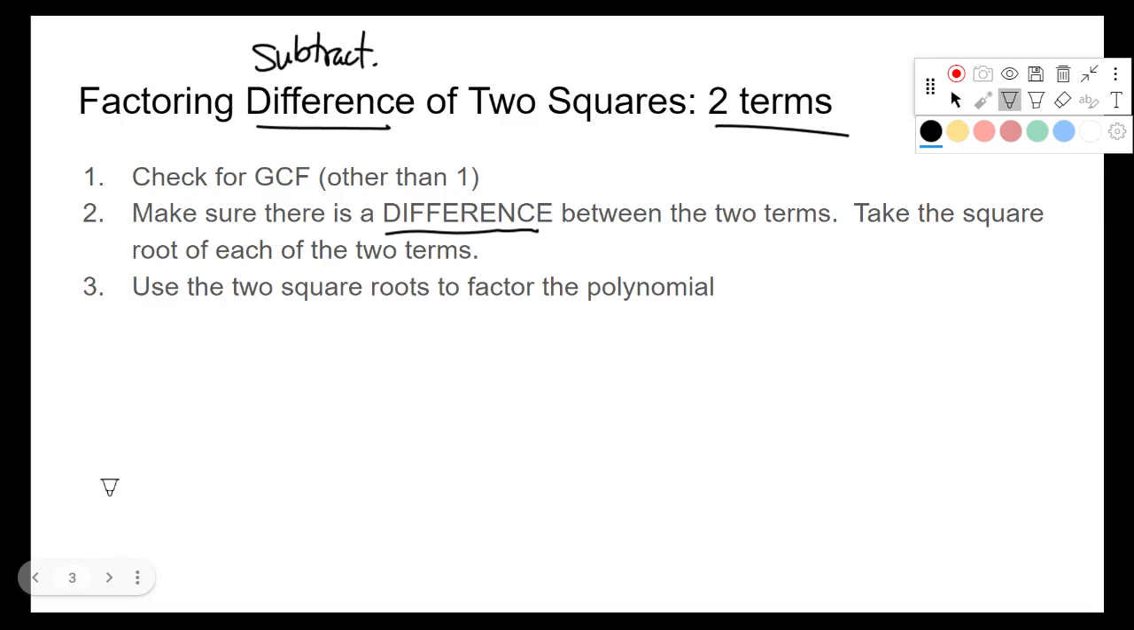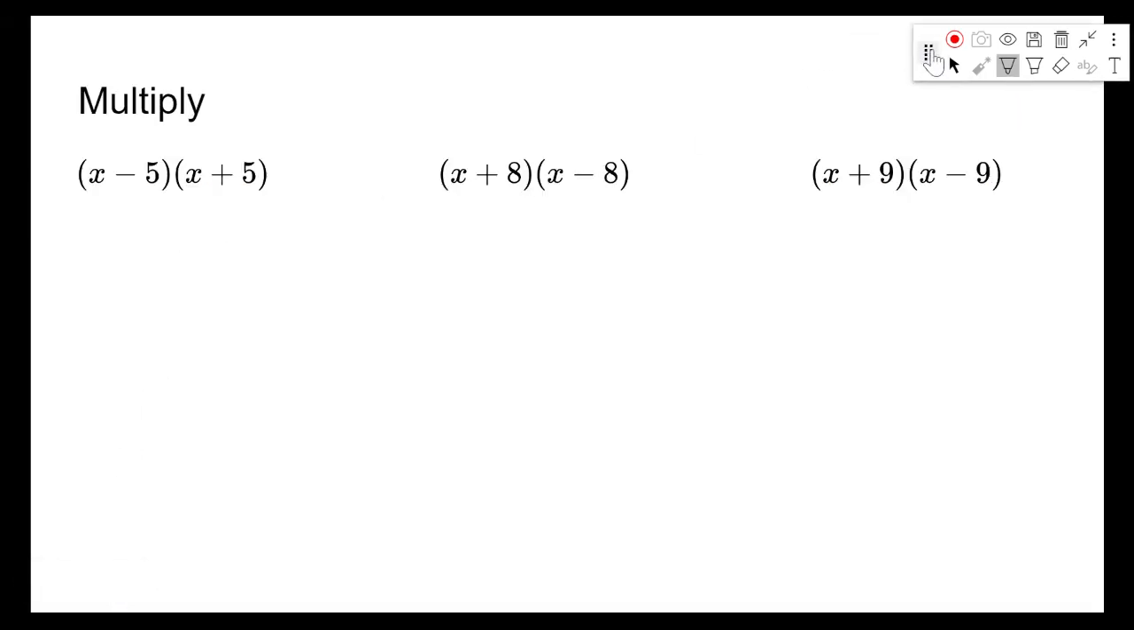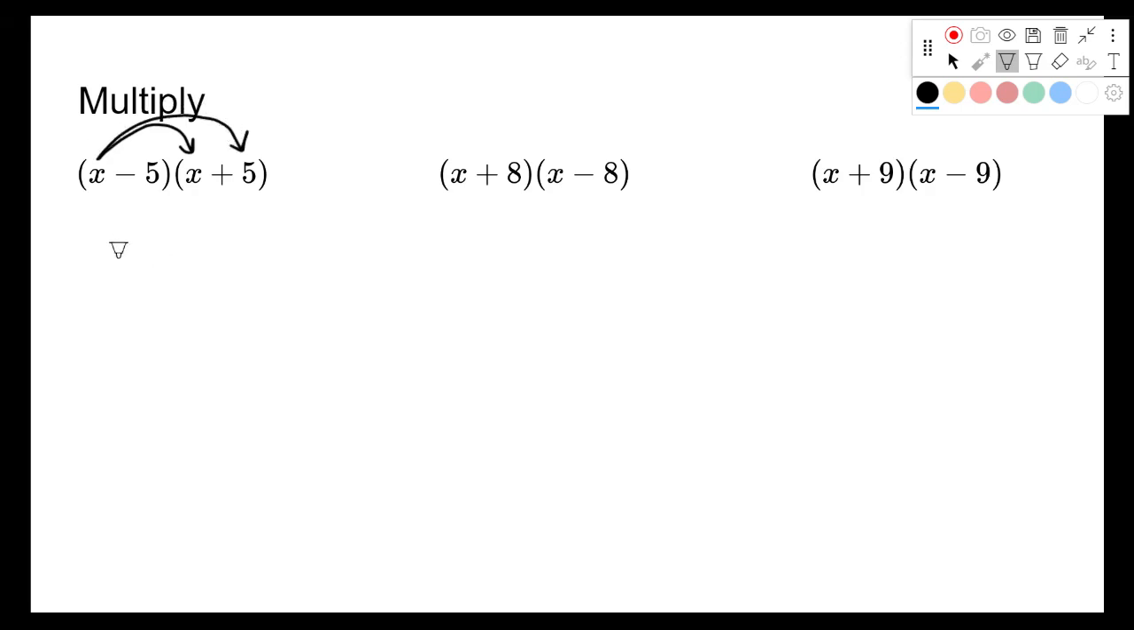Now before we factor, let's go and multiply. So here are 3 different problems to multiply. So let's multiply through. We're going to take x times x and x times 5. So that's going to be x squared plus 5x. And then if we take the negative 5 times x and the negative 5 times negative 5, we get negative 5x minus 25. So now we combine our like terms.